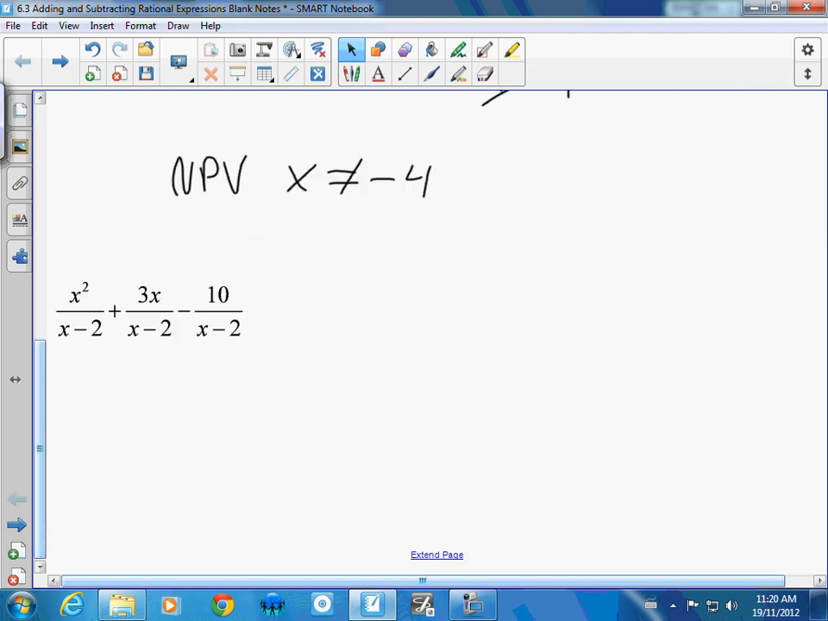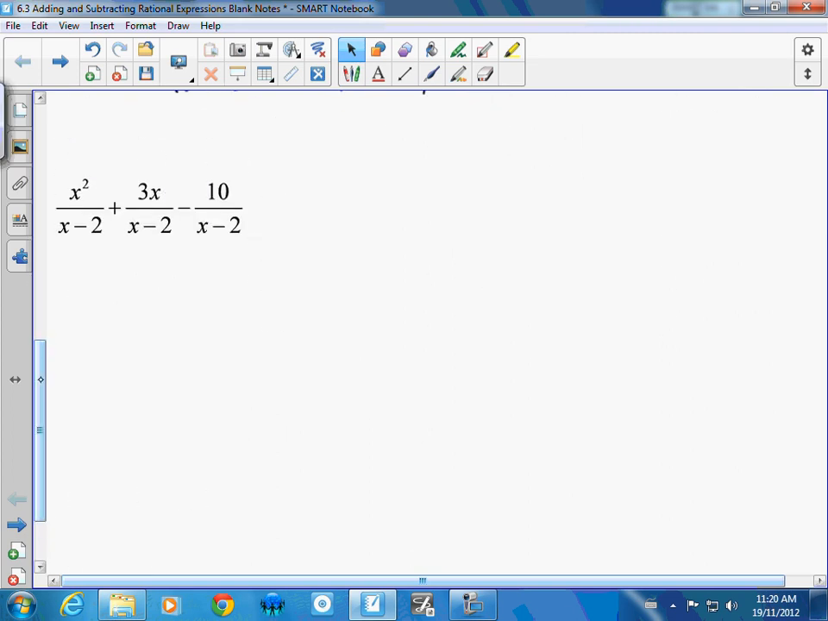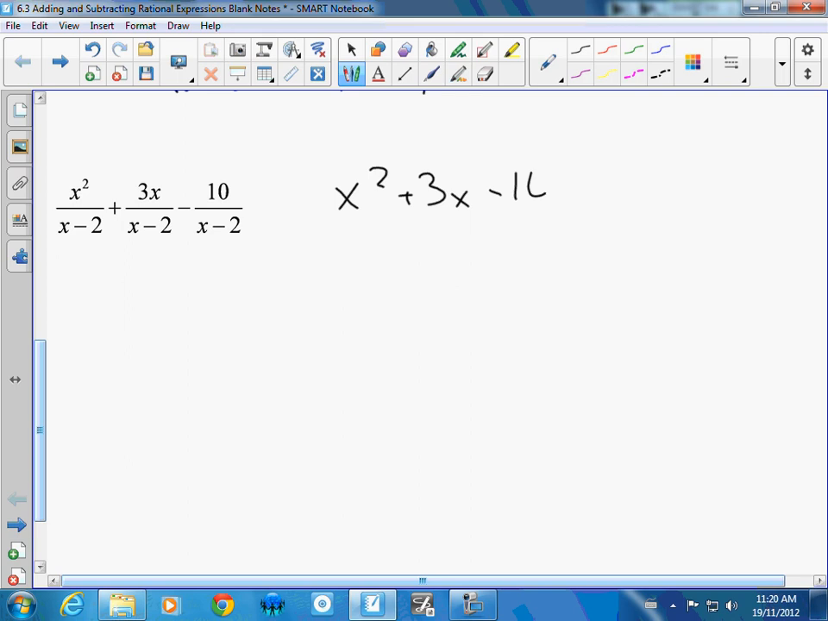Okay, now what we got here is we have a plus and a minus. But in this case, are the denominators all the same? Yeah, they are. So what do we do with the top? Yeah, we just put it together. So x squared plus 3x minus 10 all over top of x minus 2. You're done, right? You go for cake and ice cream now?